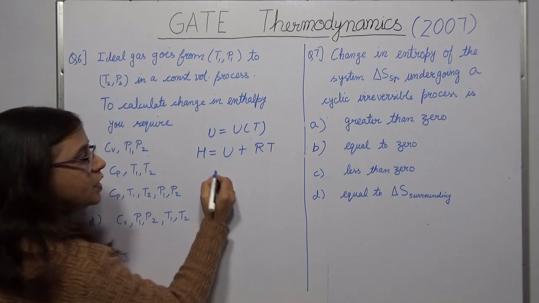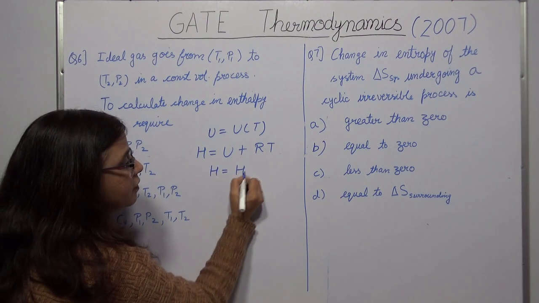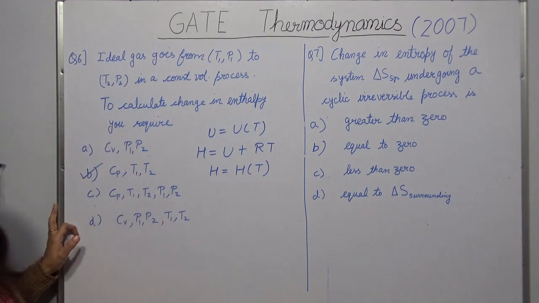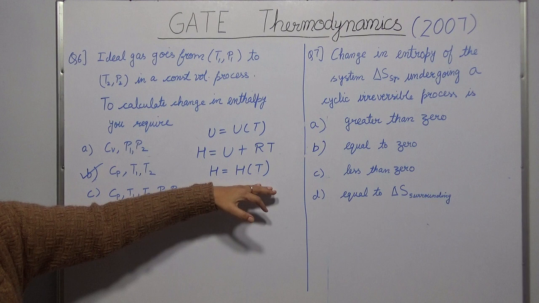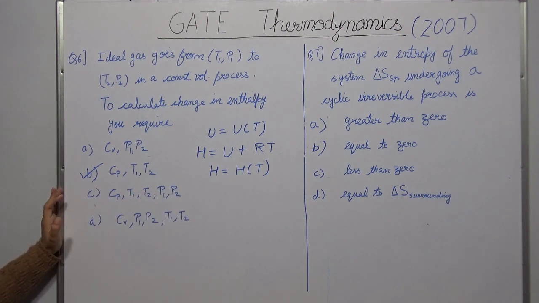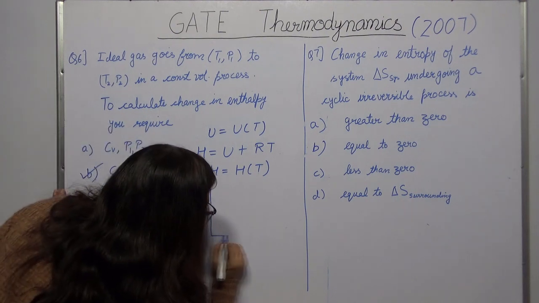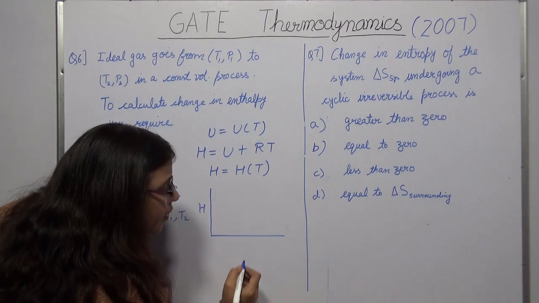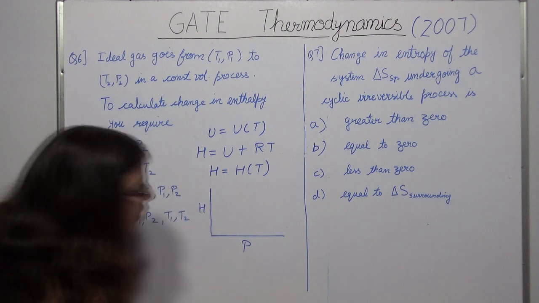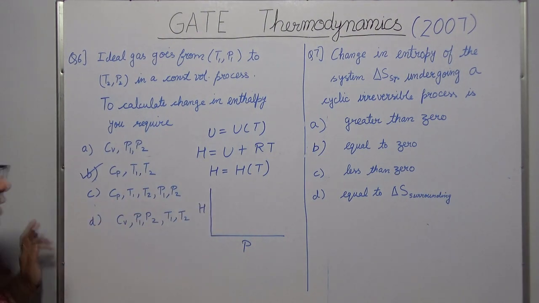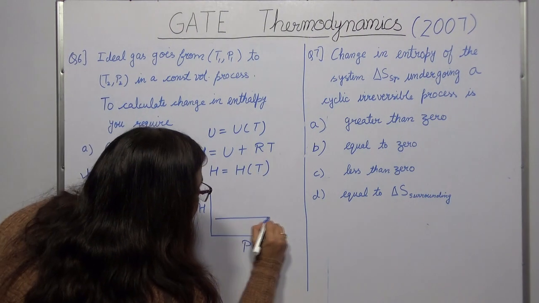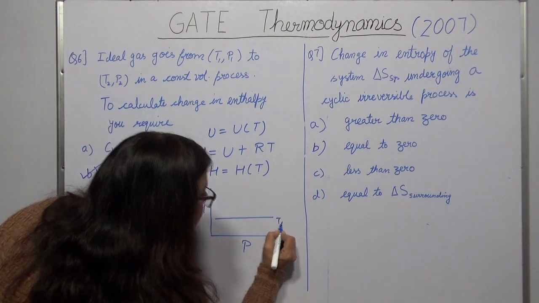RT again a function of T. So I can also say that H is a function of T only. Okay. So for an ideal gas, your H is a function of temperature only. To understand this, I will plot a graph. Let's say that I am plotting H over here and P over here. Now since H is a function of temperature only, I will have one value for T1 and one value for T2.